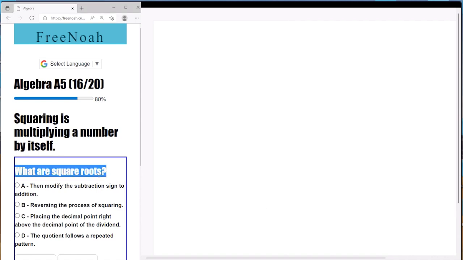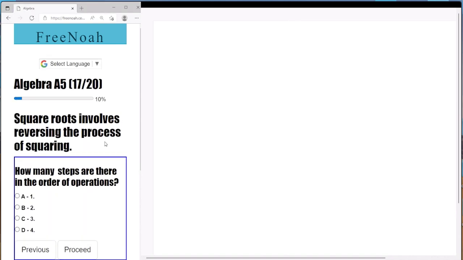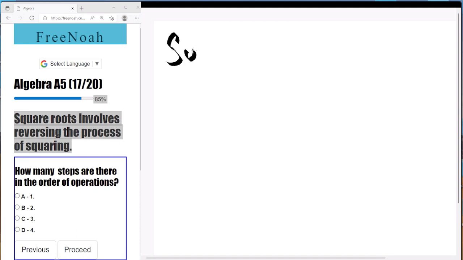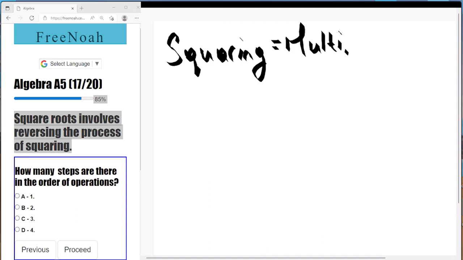What are square units? So let's give an introduction to square units. In our previous video, I described to you what squaring is. Well, squaring equals multiplication. So that means we're taking a base and multiplying it by itself, right? This question here asks about square roots. Well, square roots involve reversing the process of squaring, right?